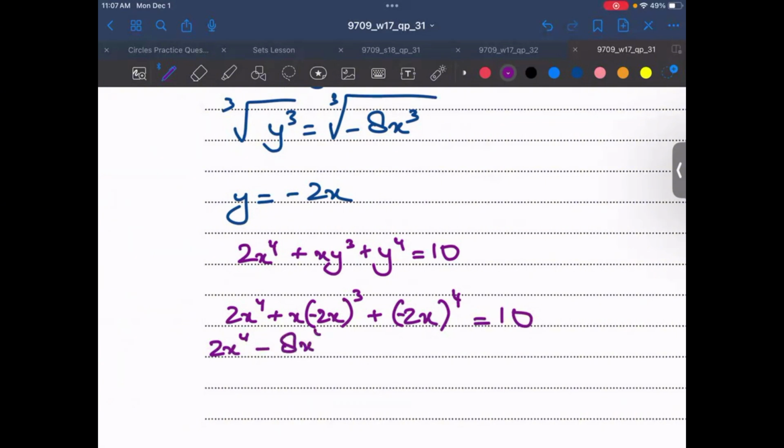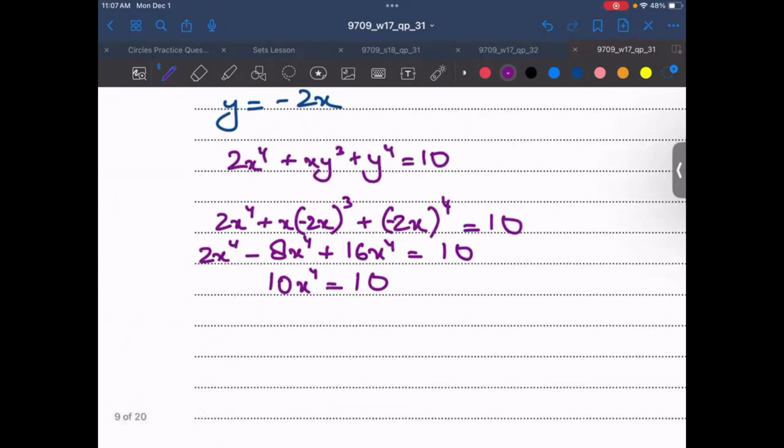So minus 8x to the power of 4, and this will become plus, 2 power 4 is 16, so 16x to the power of 4 equals 10. So this is 2 minus 8 is minus 6, plus 16 is 10. x to the power of 4 equals 10. So x to the power 4 equals 1. And then we'll find the root of 1. So we'll get x equals plus minus 1.